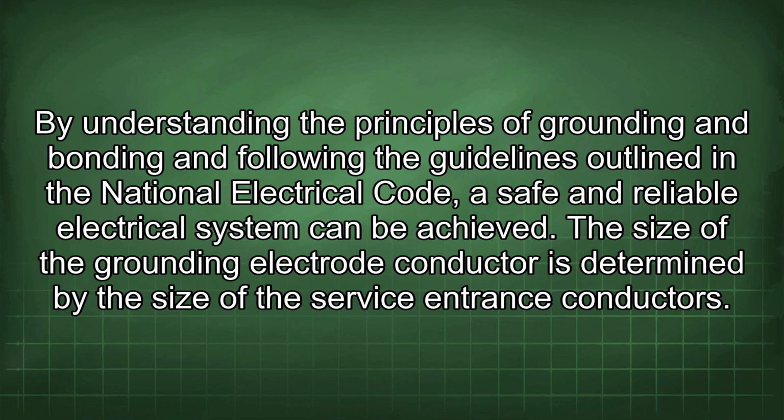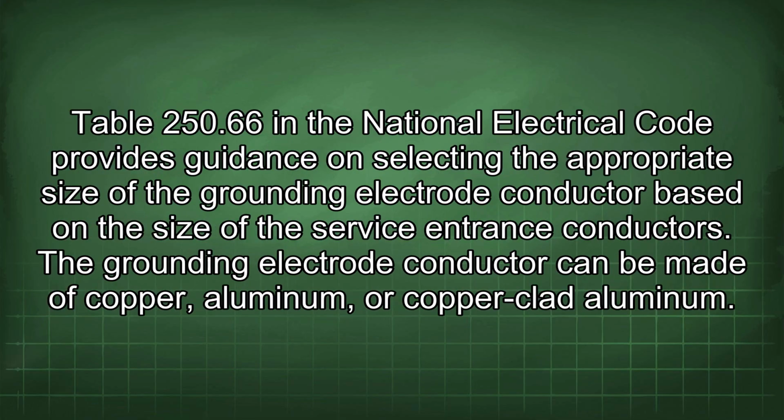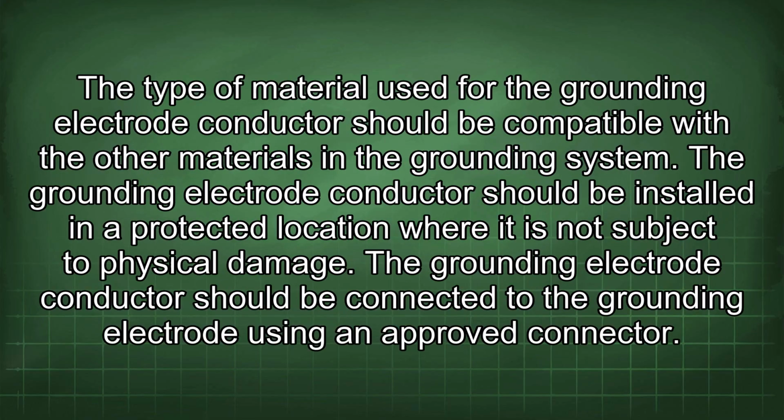The size of the grounding electrode conductor is determined by the size of the service entrance conductors. Table 250.66 in the National Electrical Code provides guidance on selecting the appropriate size of the grounding electrode conductor based on the size of the service entrance conductors. The grounding electrode conductor can be made of copper, aluminum, or copper-clad aluminum. The type of material used for the grounding electrode conductor should be compatible with the other materials in the grounding system. The grounding electrode conductor should be installed in a protected location where it is not subject to physical damage.